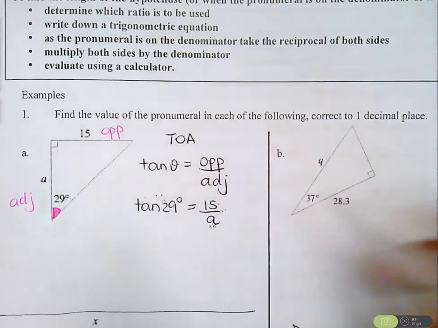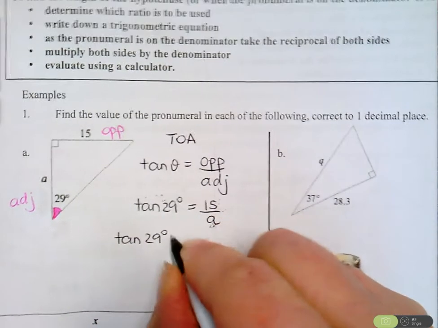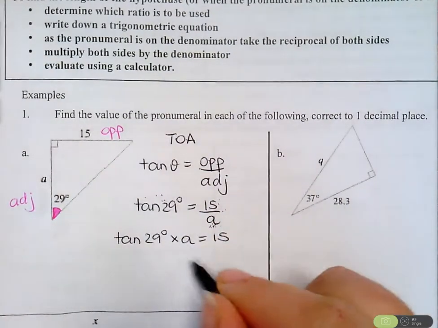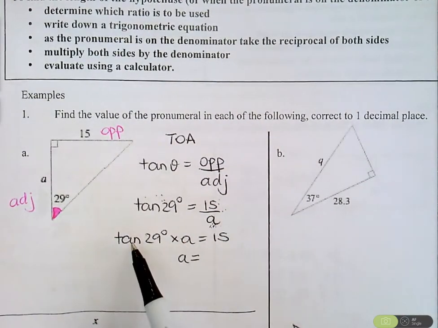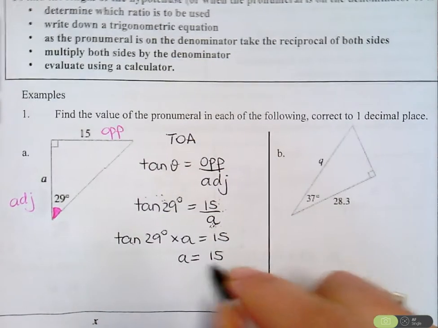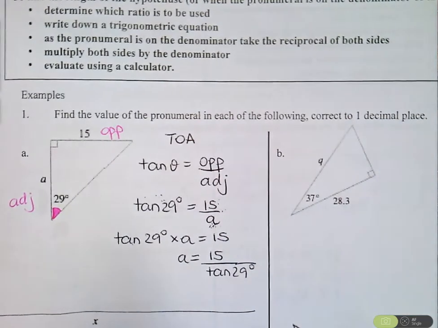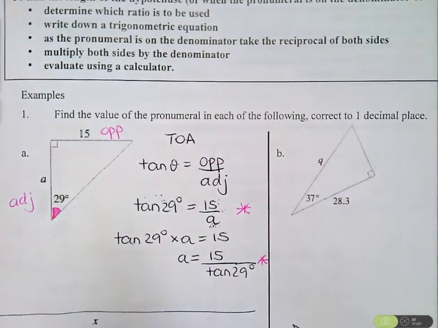So 15 divided by A. Opposite of dividing by A is? So I've got tan 29 times A is 15. If I want to do it the long way, girls, how do I get A on its own? How's A attached to tan 29? With a times. What's the opposite of times? So, girls, instead of doing that, if you look at this with the star and this one with the star.